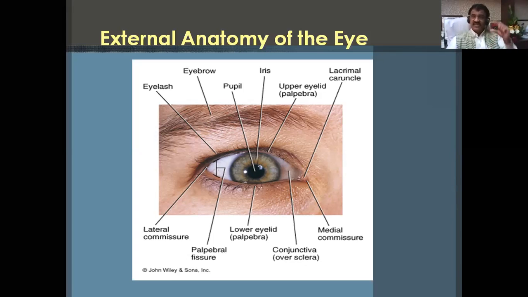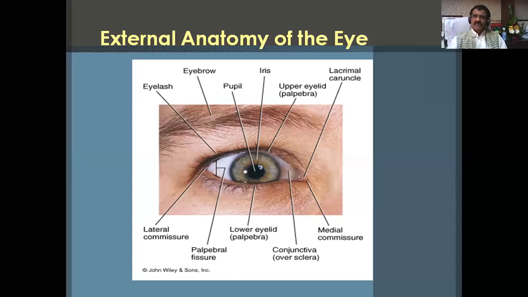Palpebral fissure: when two eyelids approximate together, it is called a fissure. Just like the oral fissure, there is a palpebral fissure. And if the palpebral fissure is closed, the conjunctival sac is closed.